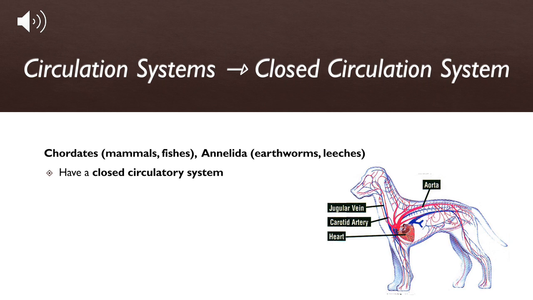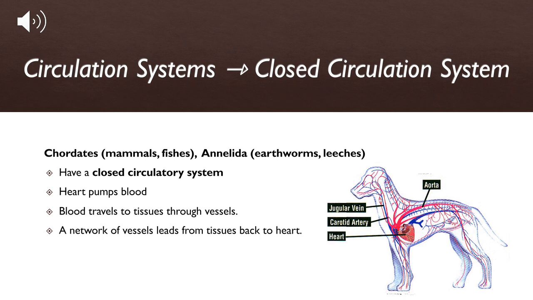So, similar to the open circulatory system, in that we have a heart that's going to pump blood through vessels. These vessels reach the tissues, but instead of gradually diffusing back to the heart, a closed circulation system has this network of vessels that's going to take that blood back to the heart to be pumped out once again.